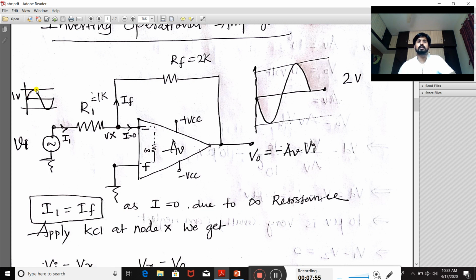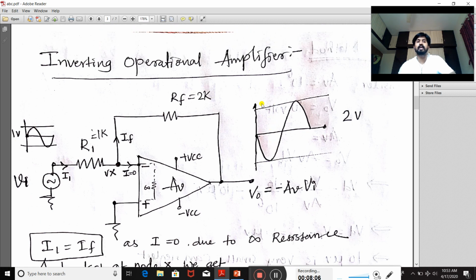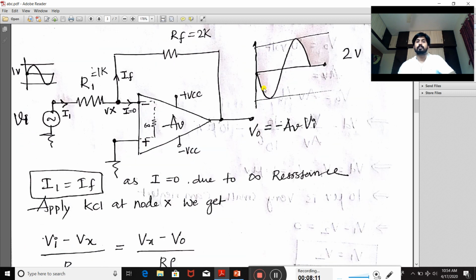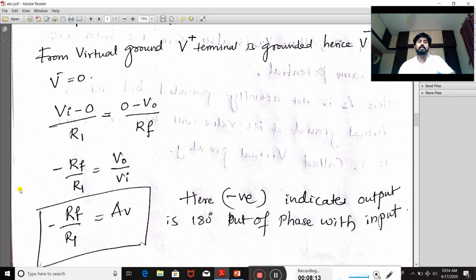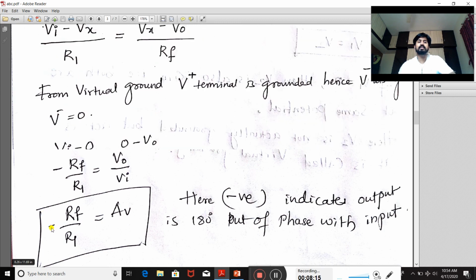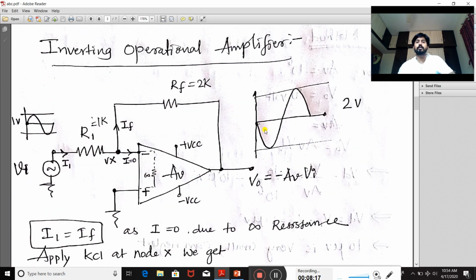but it is not the same as the input signal, because here the positive cycle is started, but at the output the negative cycle is started. That means the output is out of phase with this input signal by 180 degrees. Hence the name inverting operational amplifier. That is because you have seen the minus term here. This minus indicates that the output signal is out of phase with the input signal. This is what the inverting operational amplifier is about.